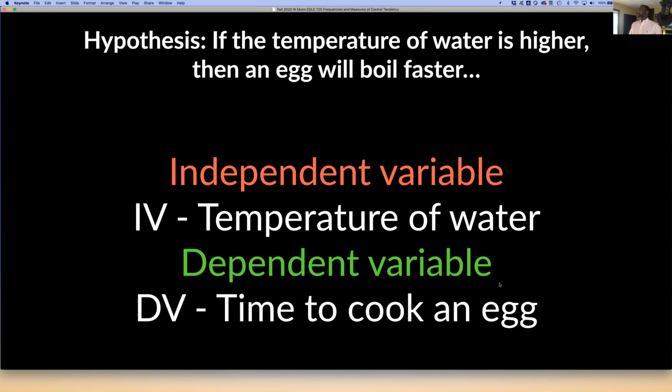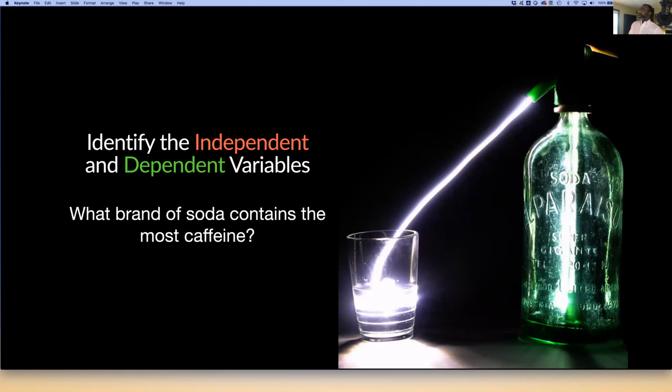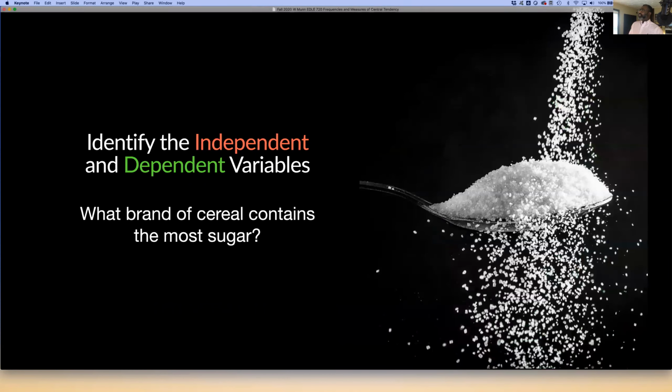And we will take a 5 to 10 minute break at 10:30. I normally do that. So let's identify the independent and dependent variables here. I don't like this example, so I'm going to move on.